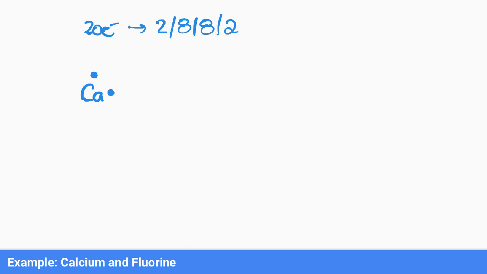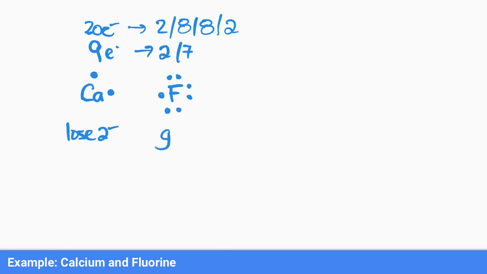So calcium has 2, and then fluorine, if we take a look at fluorine, it has 9 electrons. So it would have 2 electrons in its first shell and 7 in its second shell. Again, I want to make this easier to see, so I'm just going to draw in the valence electrons around this fluorine here, like so. Okay, so because calcium has 2 valence electrons, in order to have a full valence shell, it wants to lose 2 electrons. Okay, each fluorine will want to gain 1 electron.